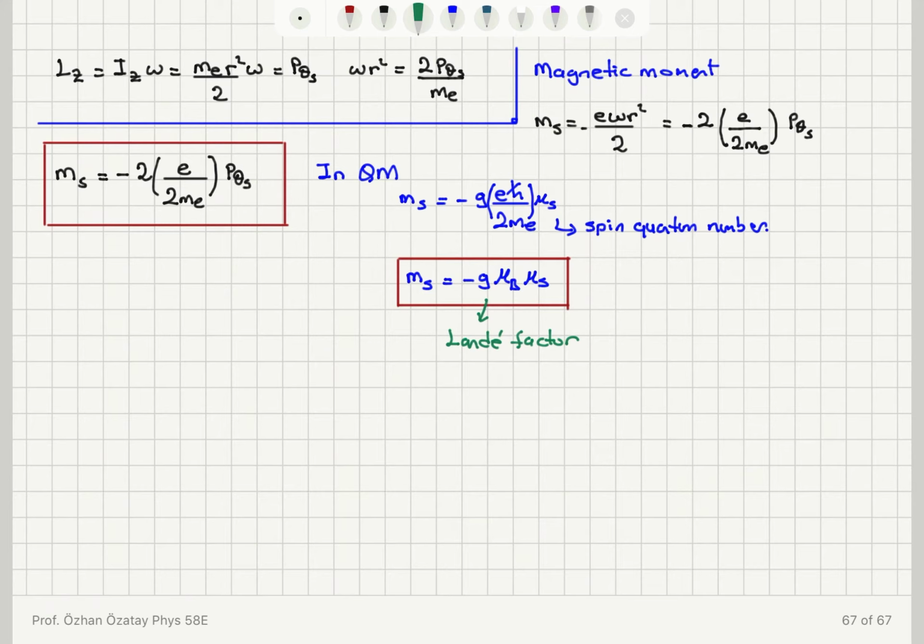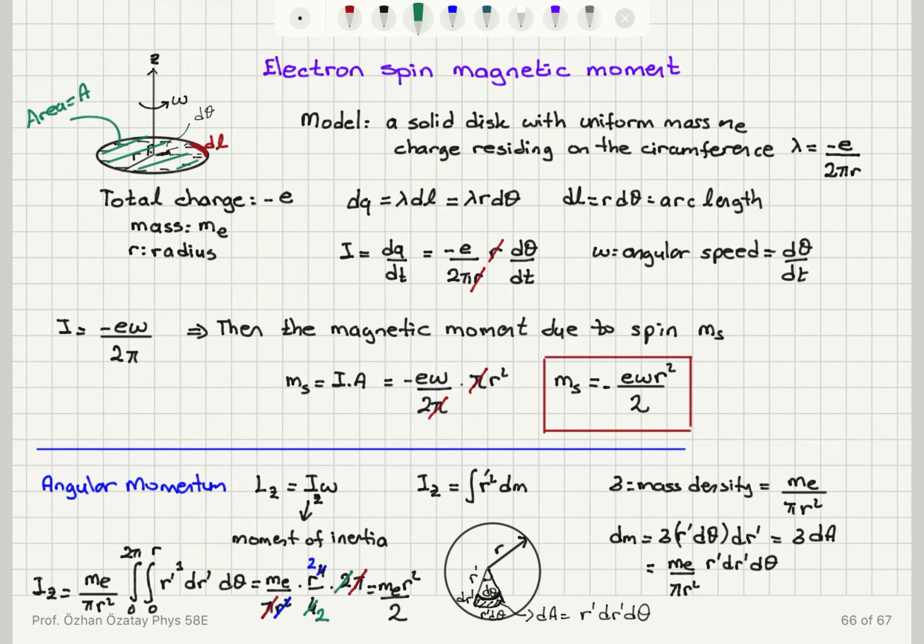So it's a pure coincidence that using this classical model we have good agreement between quantum mechanics and classical mechanics. So we will talk about the quantum mechanical model in more detail later on. So let's review what we said about electron spin magnetic moment.